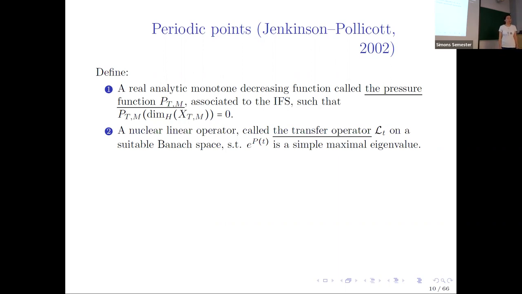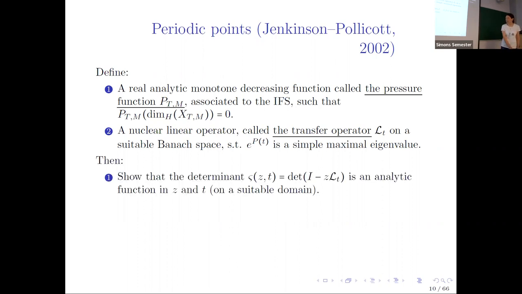They also introduced an operator called the transfer operator, which is also associated with the dynamical system. The significance of this operator is that the exponential of the pressure function is its simple maximal eigenvalue. They introduced a bianalytic function, which is called the determinant, and it is defined as the determinant of the difference between the identity operator and the transfer operator multiplied by an extra dummy variable z. The role of the dummy variable is that it plays a role in a proof that the estimates are exact.